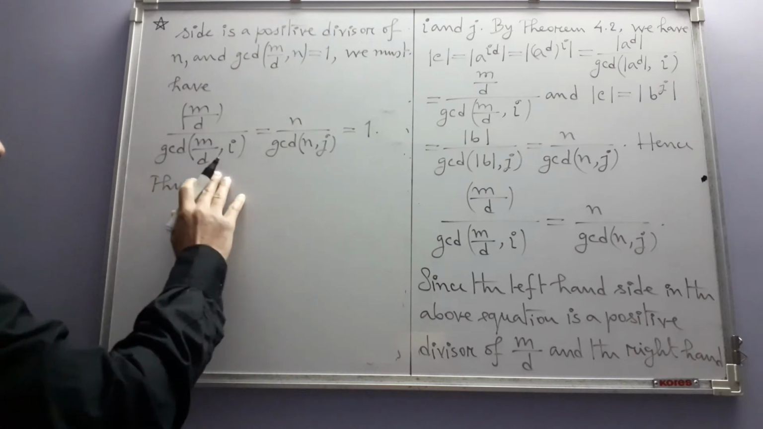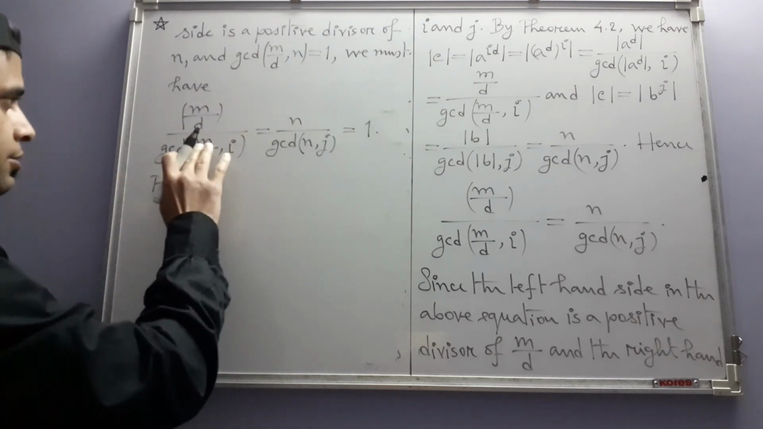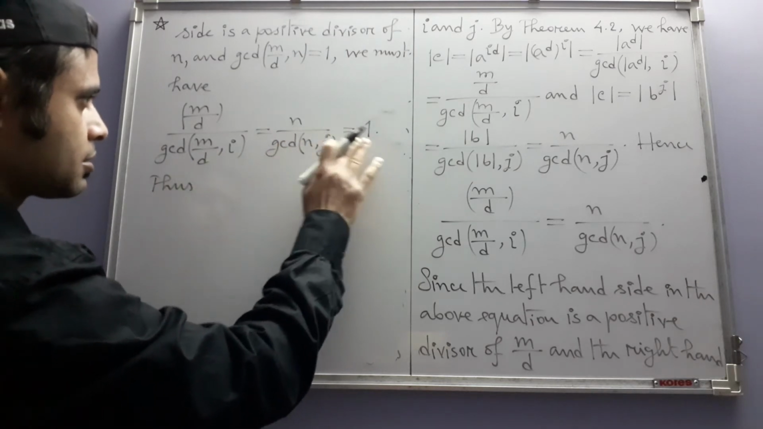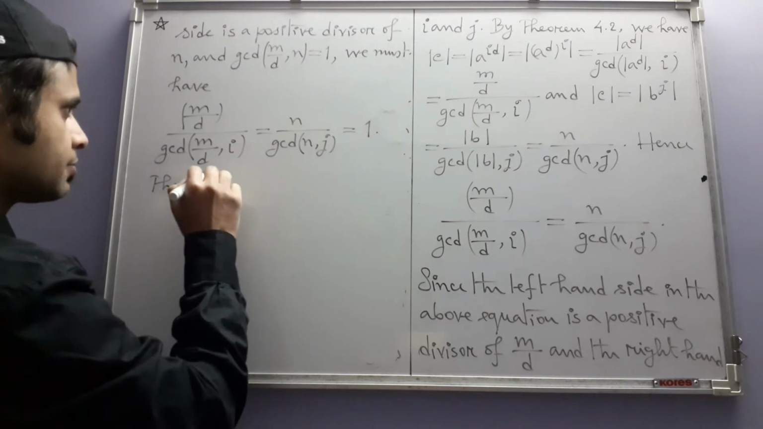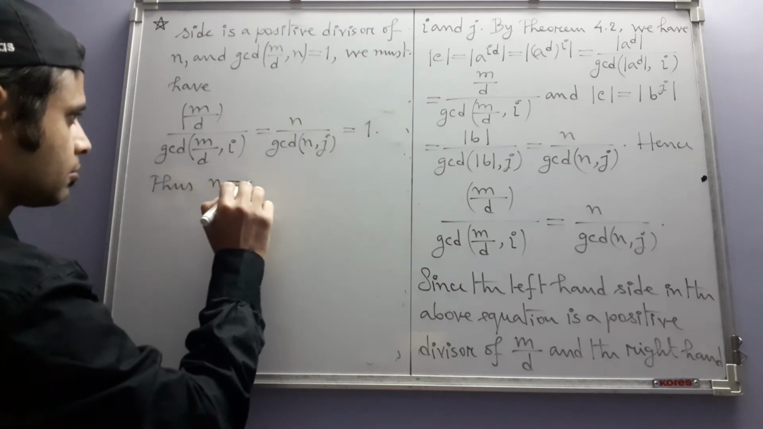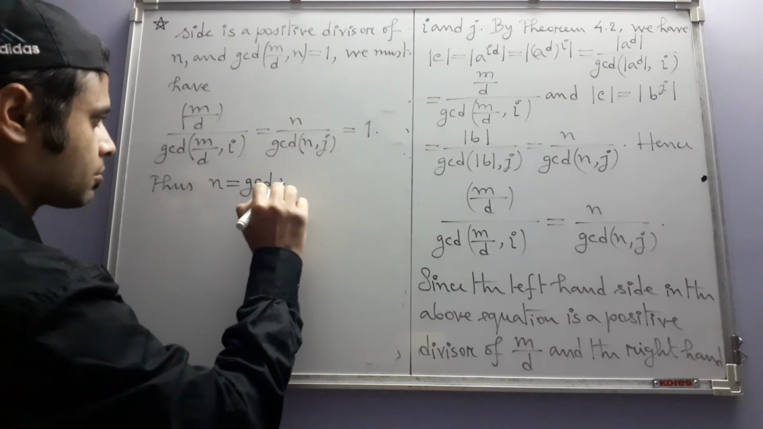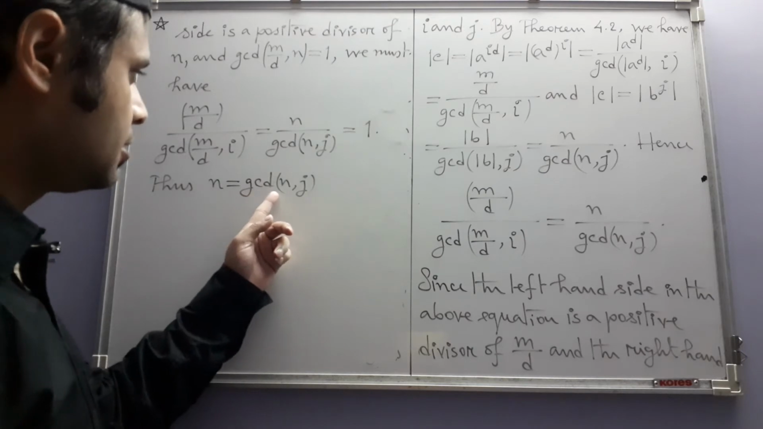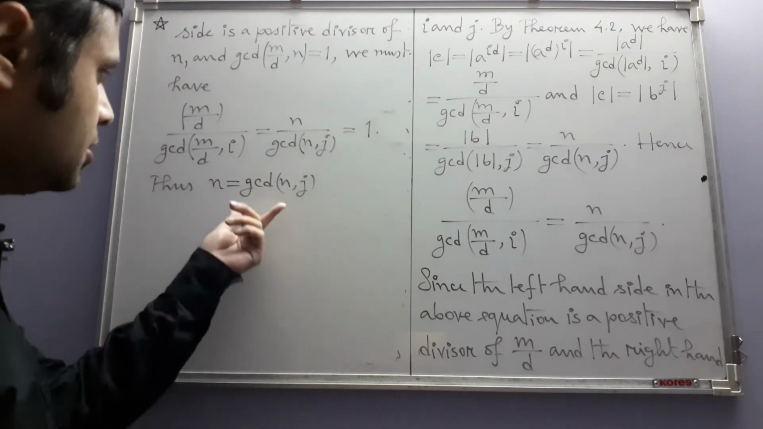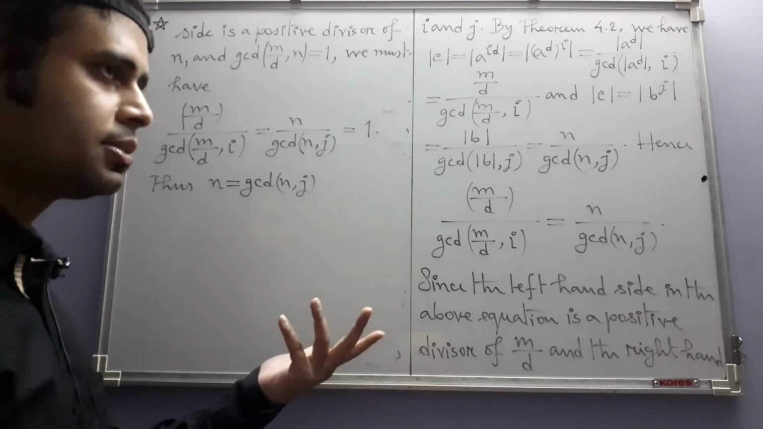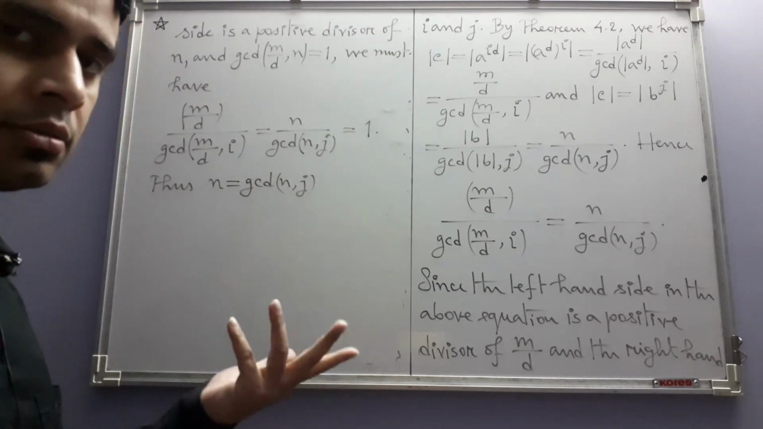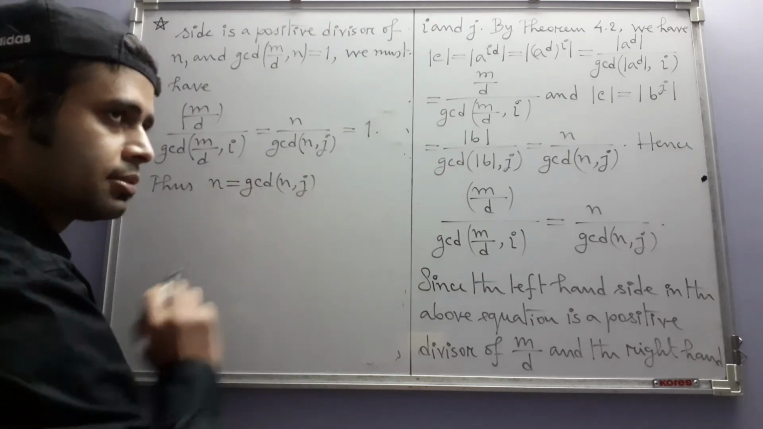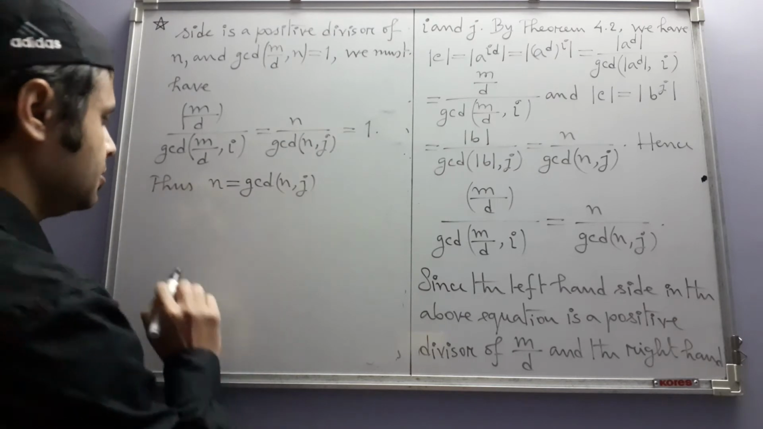This part we are not going to use, because we have m by d and it's more complicated than this one. We just considered this equality. So n is the GCD of n and j. Now GCD of n and j divides both n and j because it's a common divisor. So in particular GCD divides j, that means n divides j.